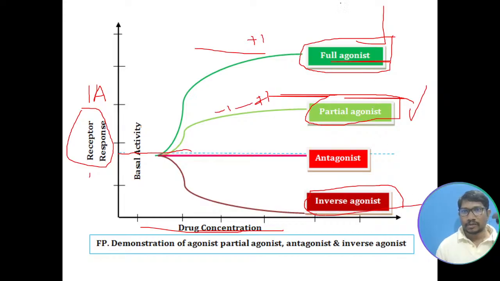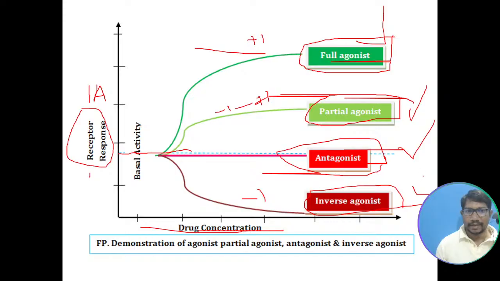तो फुल एगोनिस्ट प्लस में इफेक्ट दिखाता है ना, इनवर्स एगोनिस्ट माइनस में दिखाता है. So if drug combines with the receptor and produces the opposite effect to that of the pure agonist, known as the inverse agonist. Drug which blocks the receptor, known as antagonist. Antagonist does not have intrinsic activity. So these are the different terms related to drug receptor interaction.